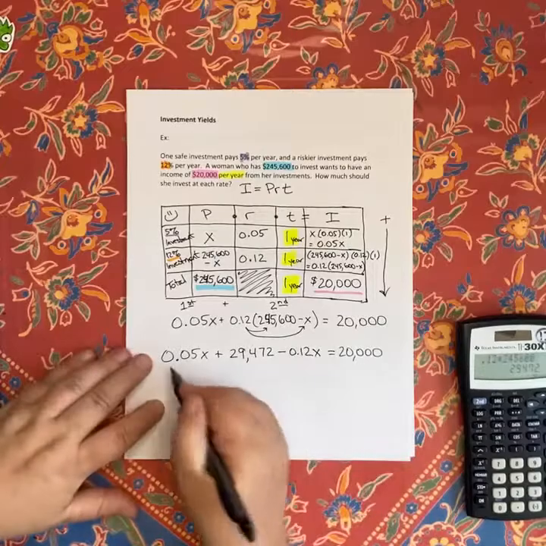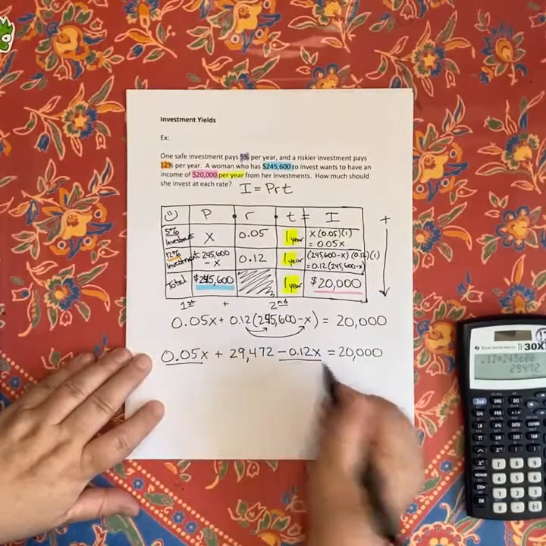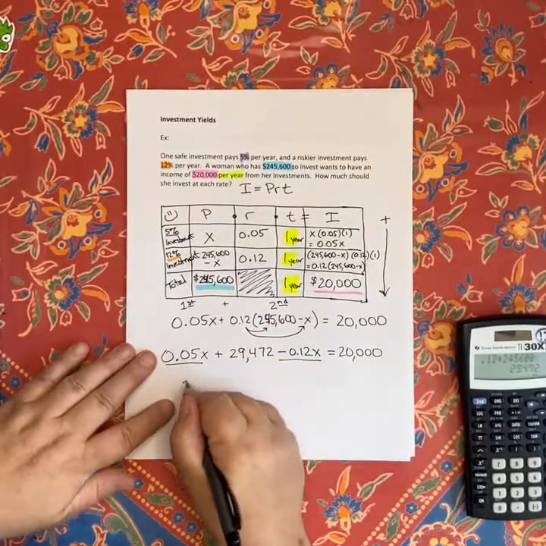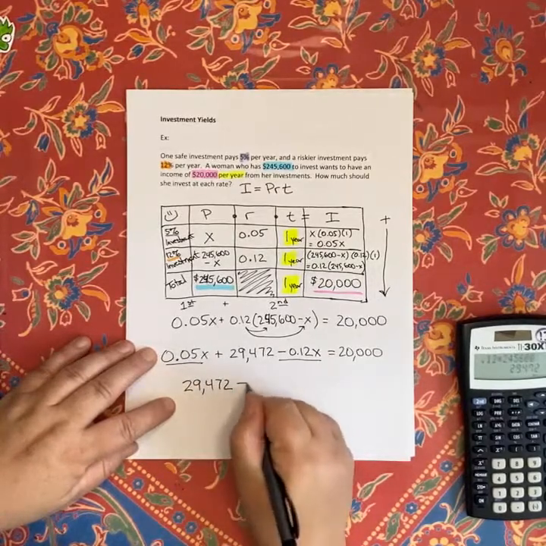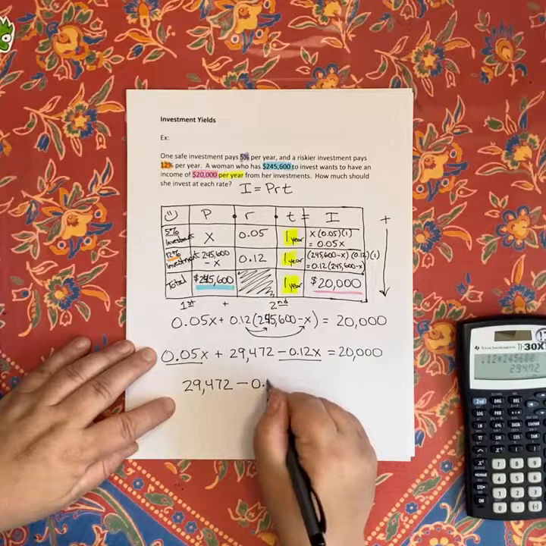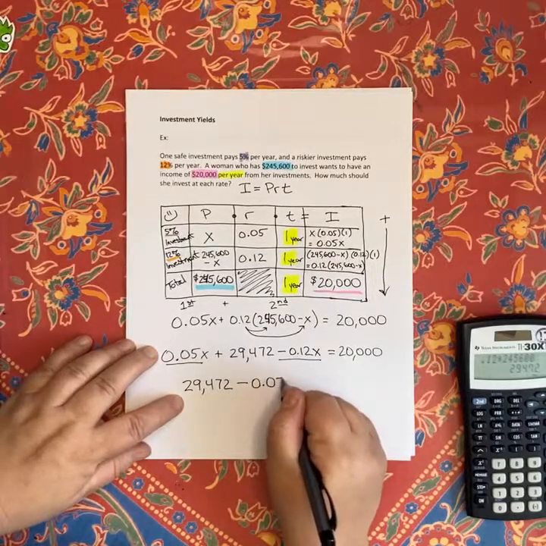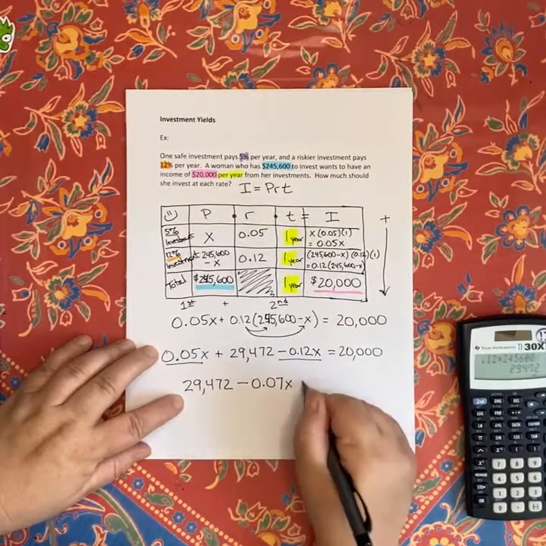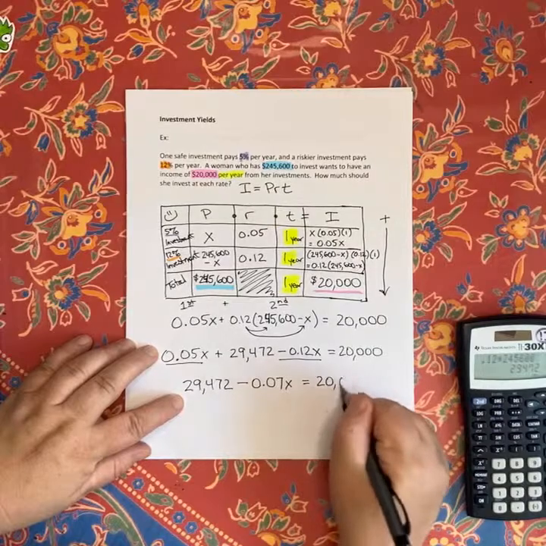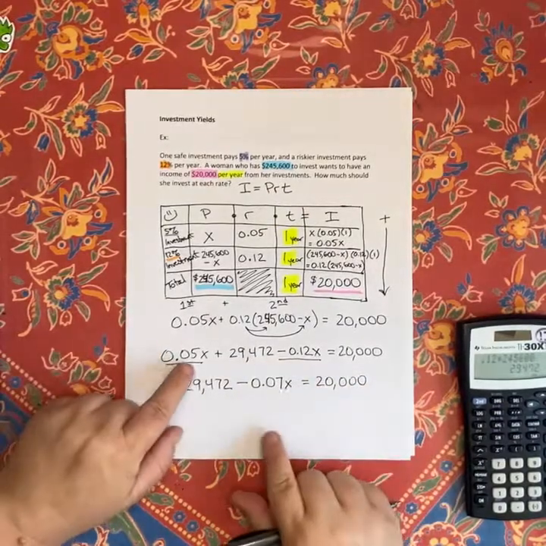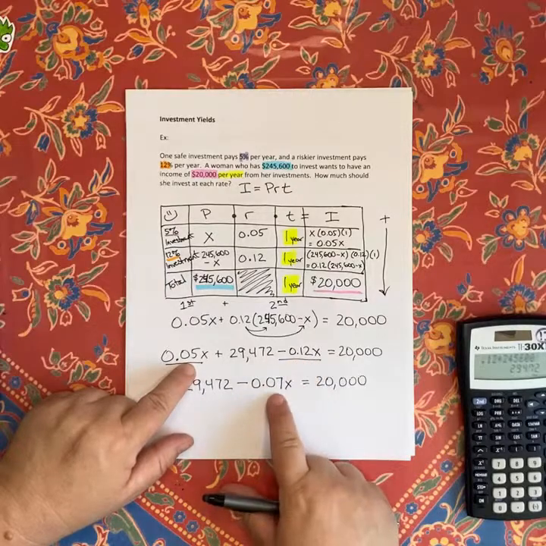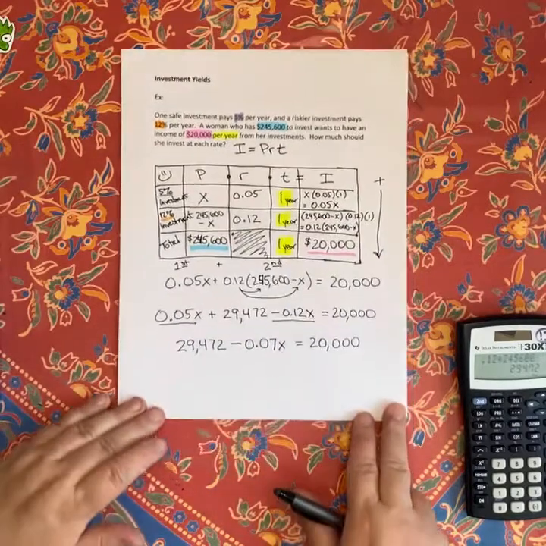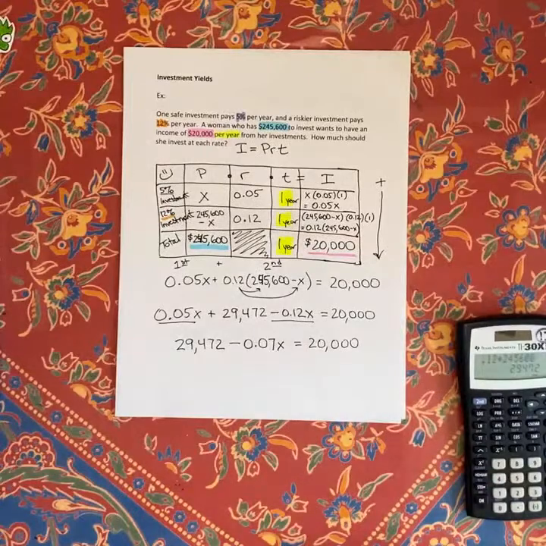Next step, I can combine the x terms. So I'm going to have 29,472 minus 0.07x. 5%, 12%, what's the difference? 7%. Okay. So let's look at this line, and I'm going to keep telling you throughout the class.